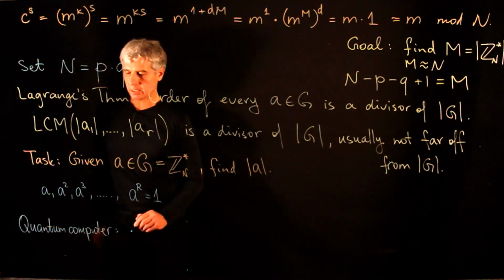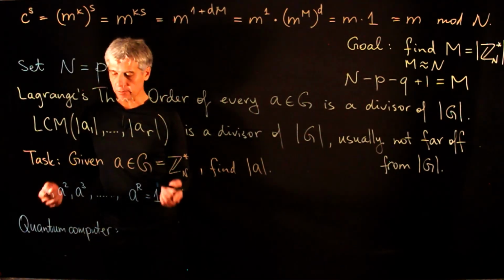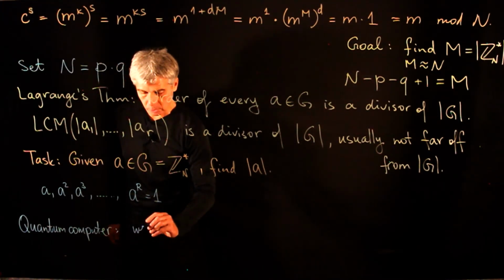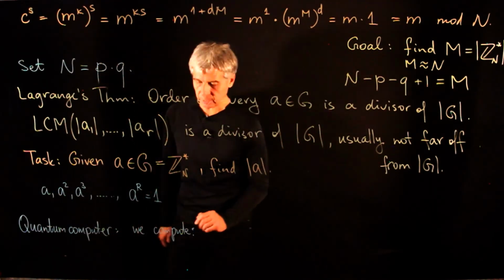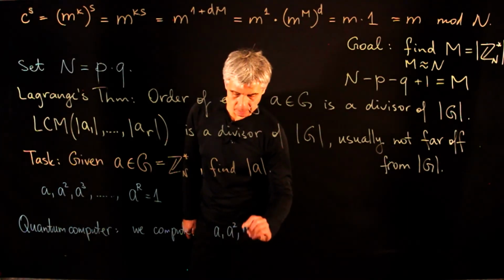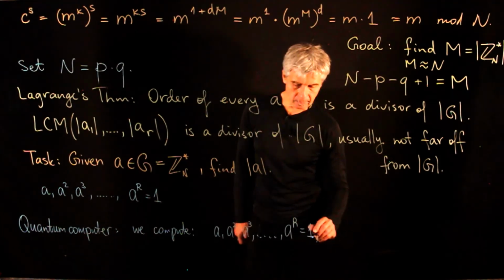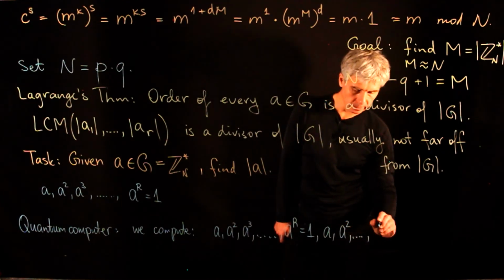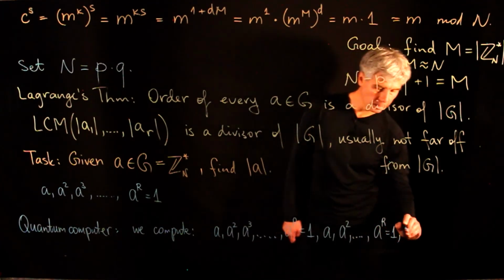When we do it on a quantum computer, the idea is that quantum computers have huge memory, and they can run massively parallel computations. So this means that on a quantum computer, we can compute all of this and more. We compute and store simultaneously this sequence: A squared, A cubed, up to A to the power R, which is 1. And then A to the R plus 1 will be again A, then A squared, and so on.